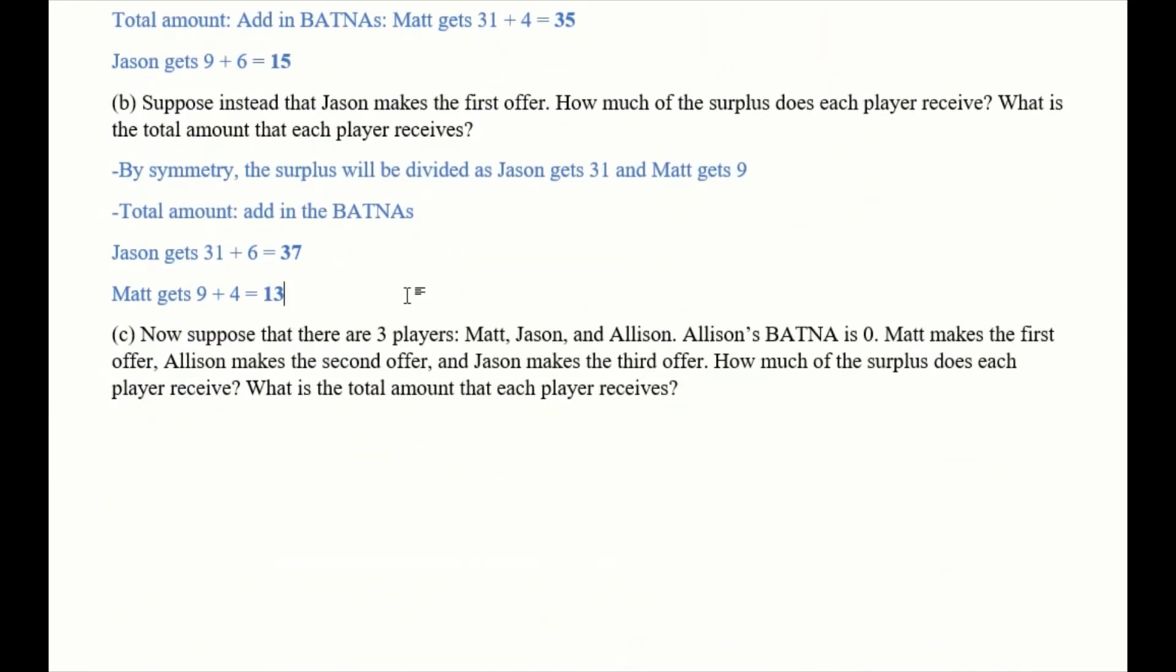Alright, part C. We add a third player to our story. Our examples in the videos had just 2 players, but the same logic, the same rollback approach works for 3 players. Allison has a BATNA of 0. We'll assume that Matt and Jason have the same BATNAs as before. I make the first offer, Allison makes the second offer, and Jason the third offer.